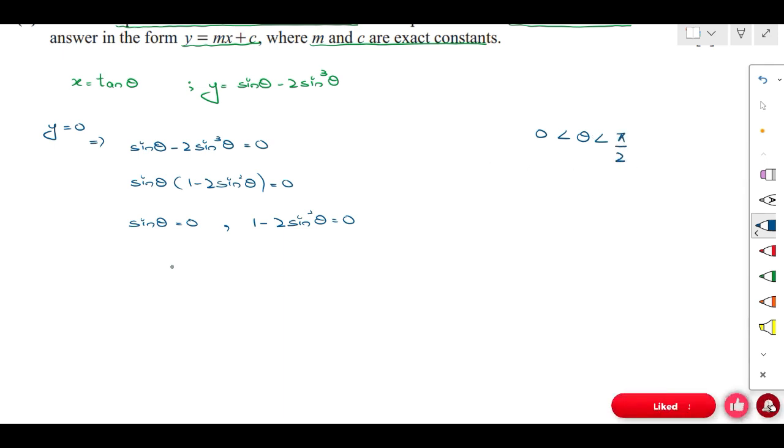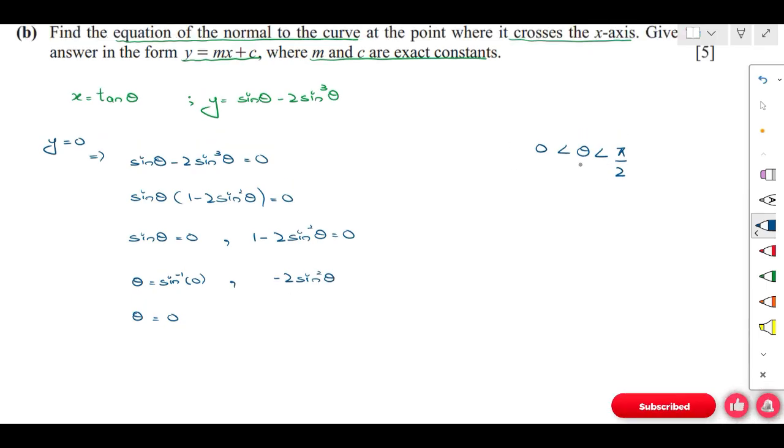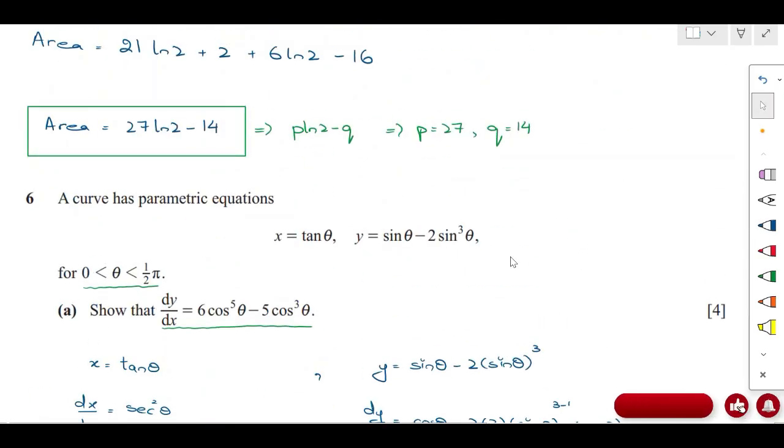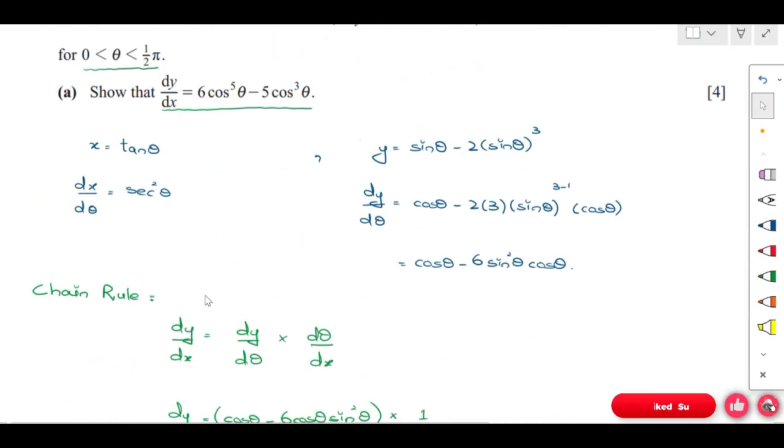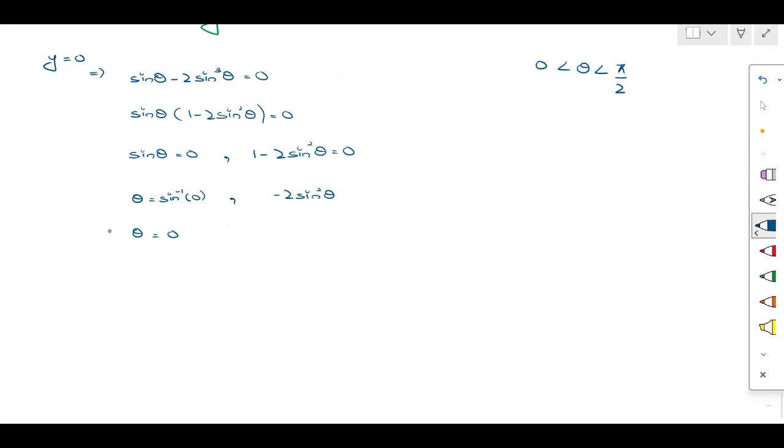The first quadrant means 0 to 90 degrees. So here theta is equal to sine inverse of 0, and we know that sine inverse of 0 is equal to 0, right? But theta equals 0 is not included in this domain. It is between 0 and pi by 2, not equal to 0 and not equal to pi by 2. So this is not a solution.